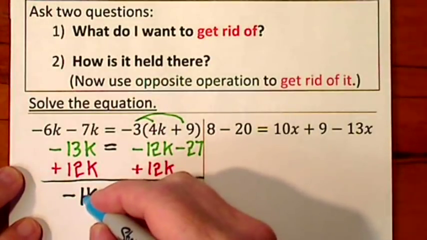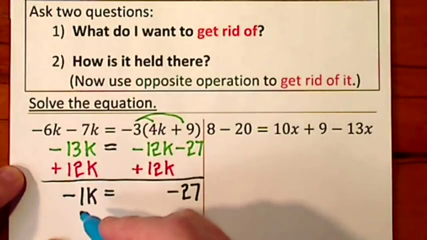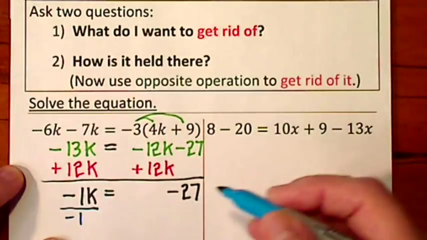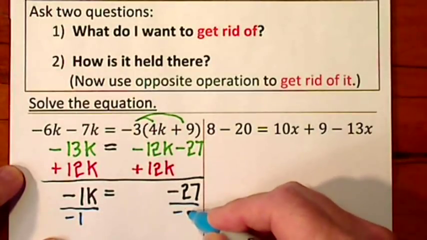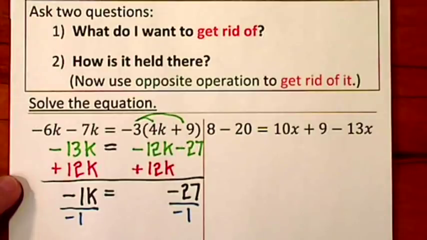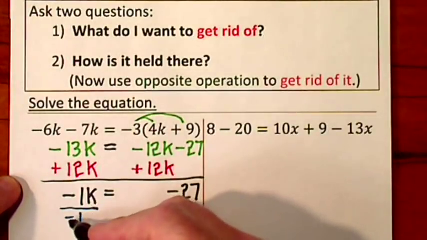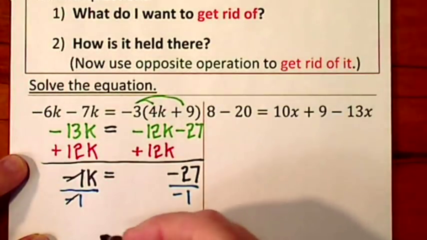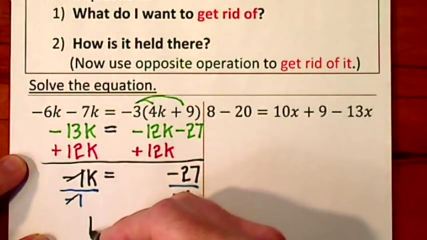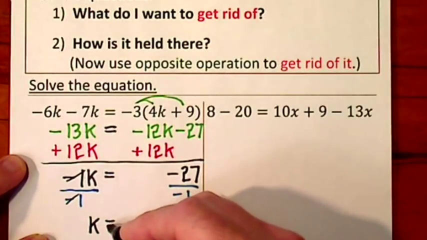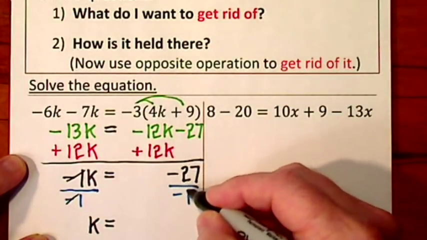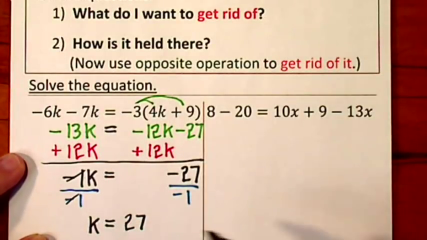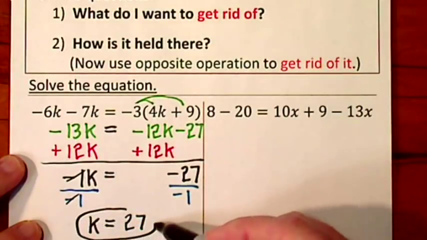This is a negative 1 times k, so I can get rid of it with the opposite operation. I'll divide by negative 1, come to the other side of the equal sign, divide by negative 1. Negative 1 divided by negative 1 is a positive 1. So I have 1k, or just k. Negative 27 divided by negative 1 is positive 27. So this is our solution.